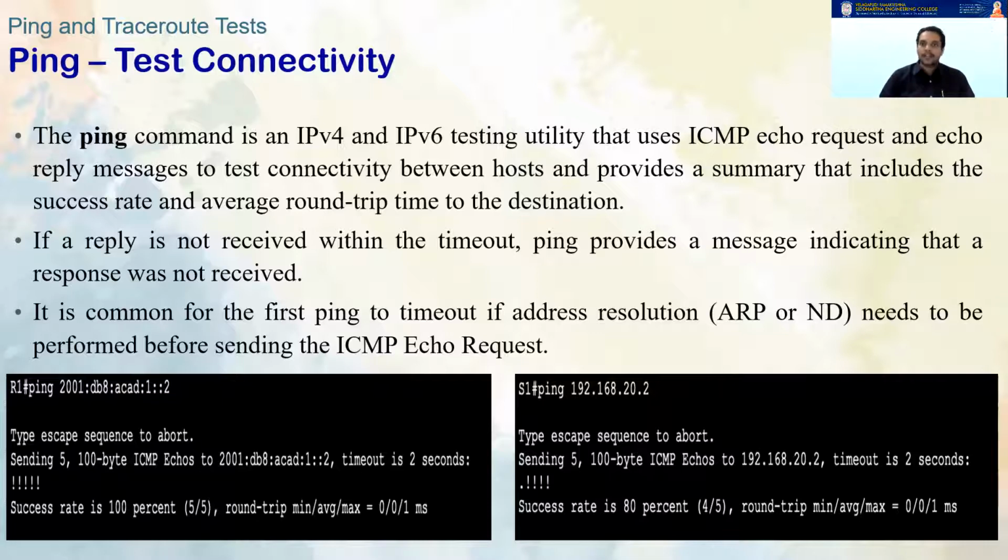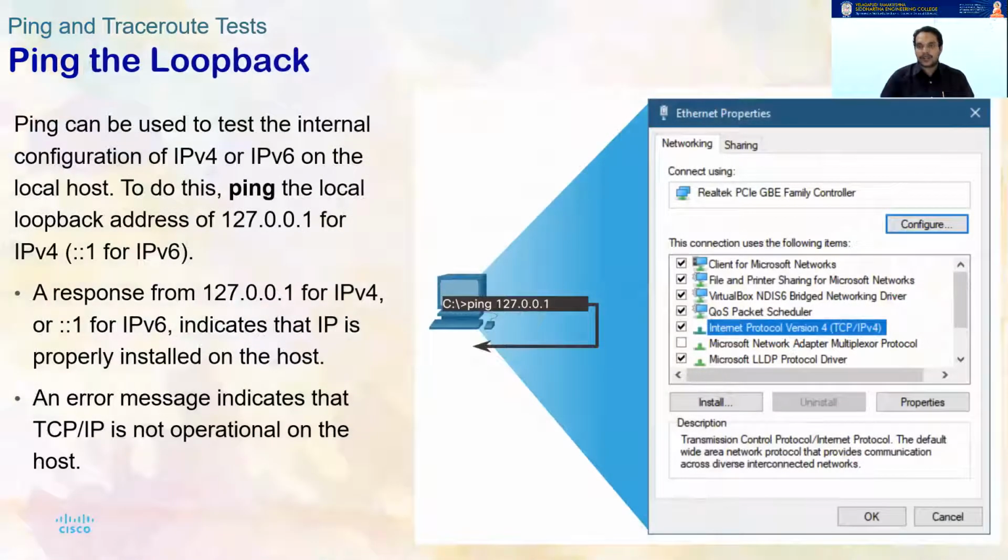Now, if the reply is not received, it will say there is no response, request timed out. That means within the given TTL field, you did not get the response back. In some cases, because either ARP or ND has not happened for the first time, you might not get a successful ping the very first time. It may take one or two exchanges of messages for the ping to come back as successful. Basically, ping uses echo requests and echo replies.